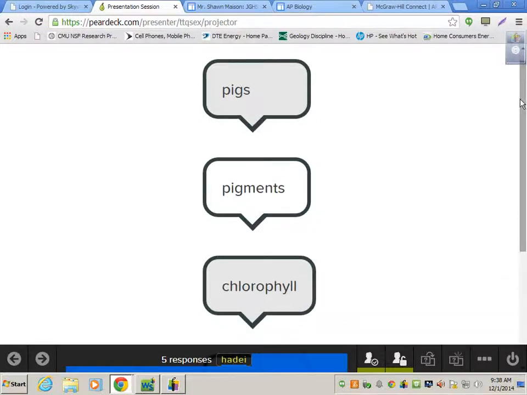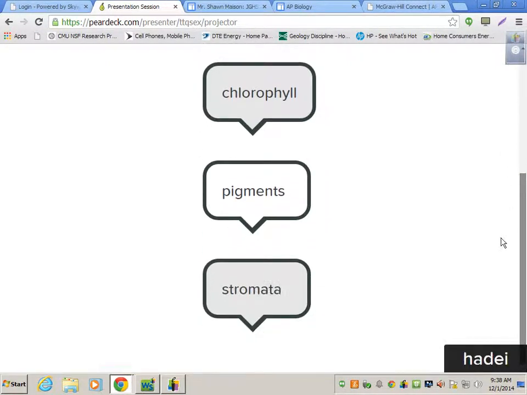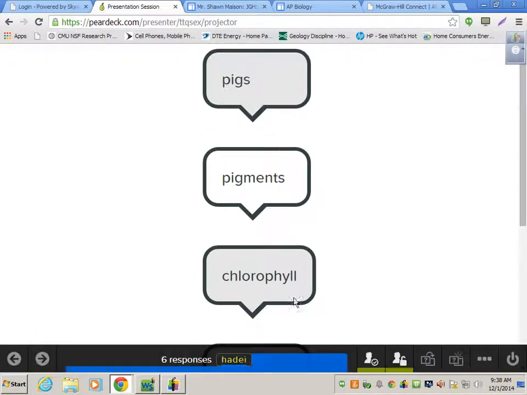Chlorophyll, yep, chlorophylls, they're pigments, right? Photosystems, photosystem 1 and 2.